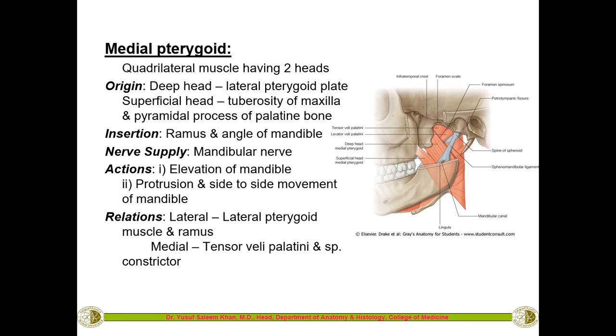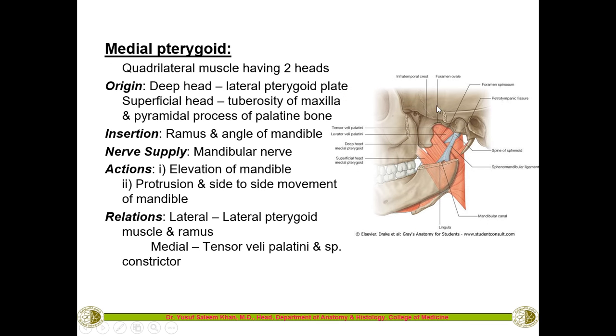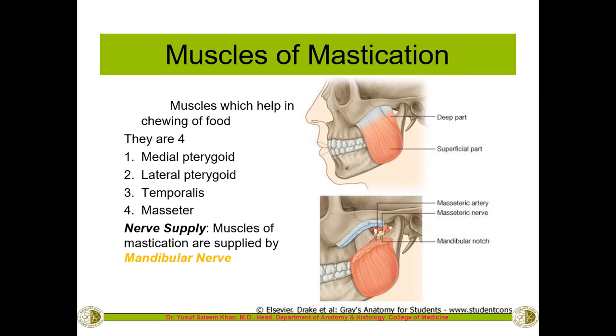Relations: superficially we have the lateral pterygoid muscle as well as the ramus of the mandible. So if you can see here, it is much more clear. Superficially, or lateral to it, is the lateral pterygoid muscle as well as the lateral pterygoid plate and the ramus of the mandible. Medially we have small muscles here called the tensor veli palatini and the levator veli palatini as well as the superior constrictor of the pharynx. So these are some of the relations of the medial pterygoid muscle.